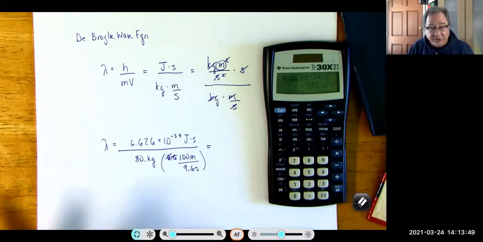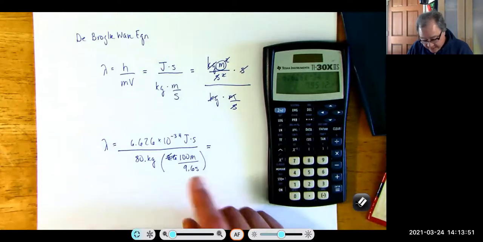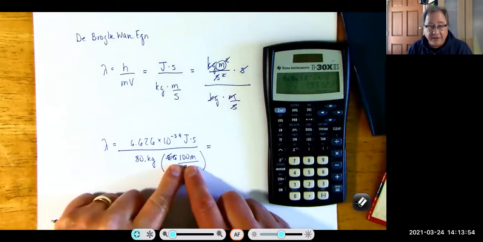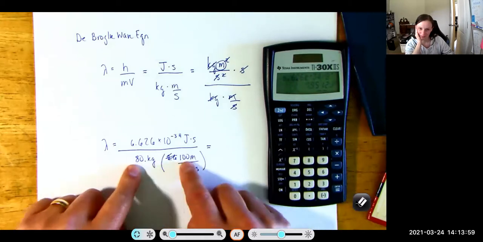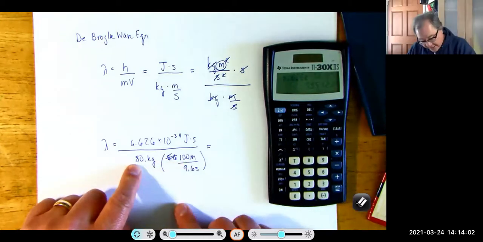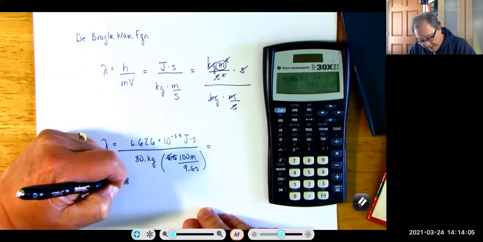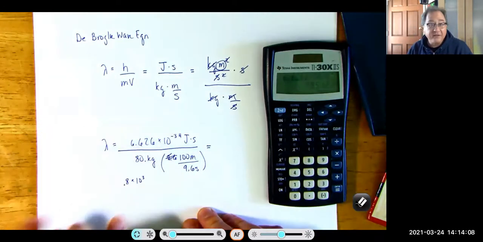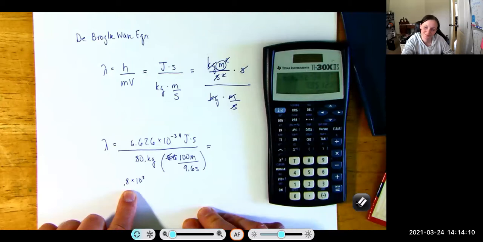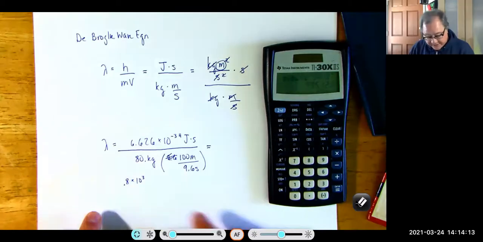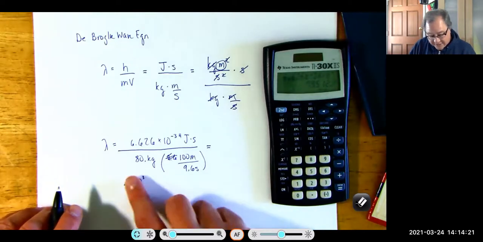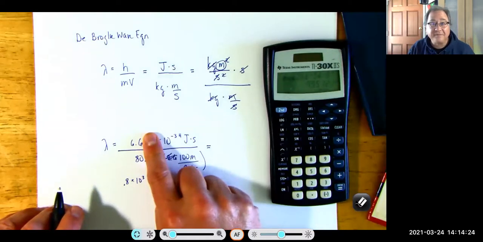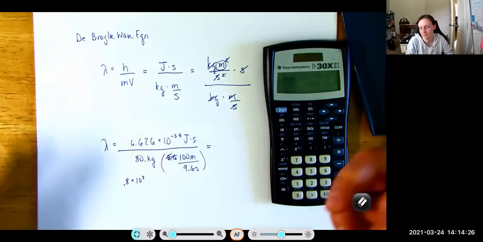Well, let's estimate the answer before you do that. How's that sound real quick? How many times does 9.6 go into 100? About 10. What's 10 times 80? 800. Okay, isn't 800 0.8 times 10 to the third? Yeah. Okay, how many times does 0.8 go into 6.6? How about this? How many times does 8 go into 66? Oh, is that about 8? About 8 times. Okay, good.